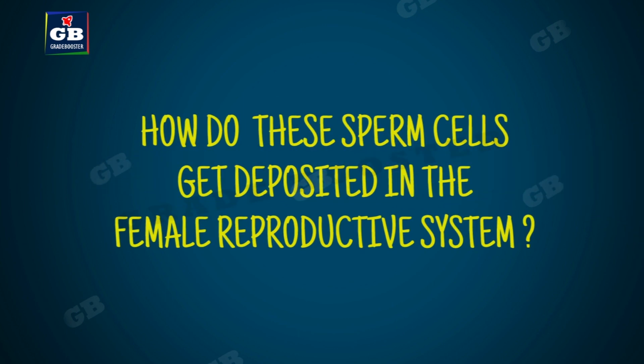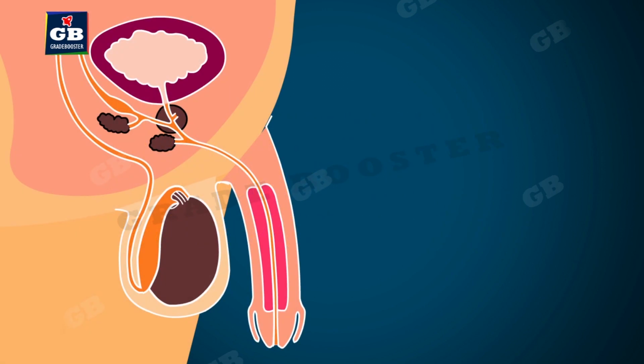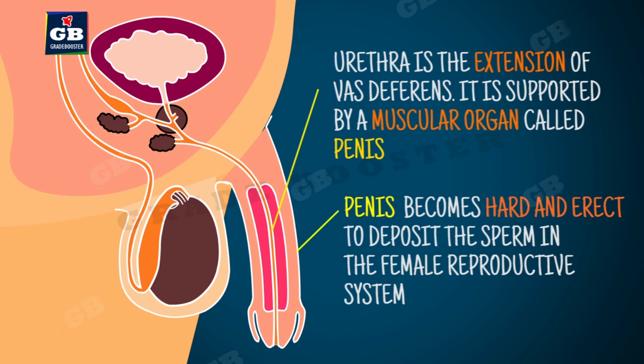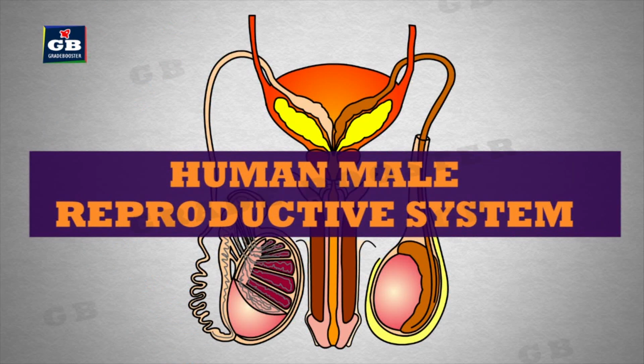How are these sperms deposited in the female reproductive system? The sperm from the vas deferens enters another duct called urethra, which is surrounded and supported by a muscular organ called penis. Penis is the organ that deposits the sperms in the female reproductive system. It becomes hard and erect during the time of mating. Let us see the structure and function of different parts of the male reproductive system.